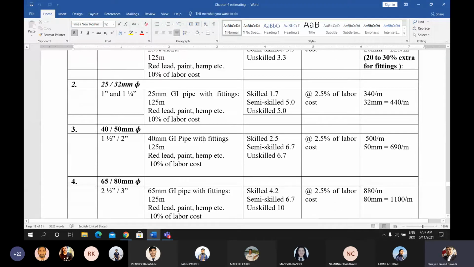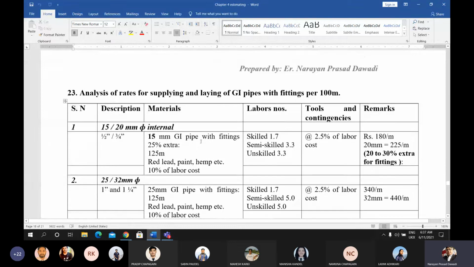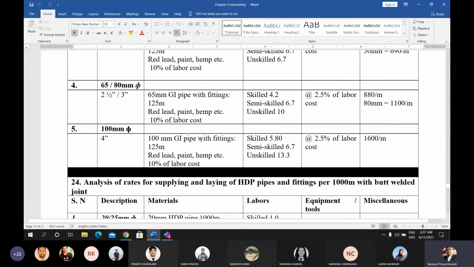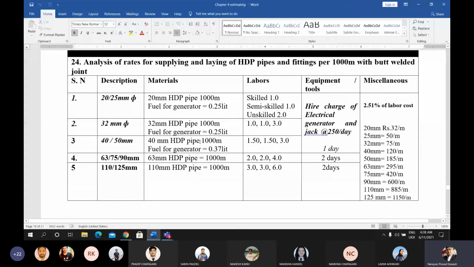Now do it by yourself in the tabular format to find the cost of each 100 meters of pipe supplying and laying, using the rate analysis format. Now, analysis of rates for supplying and laying of high density polythene pipes. These are plastic pipes that can be used for water supply, as well as for the internal drainage system, that is the rainwater drainage system or other drainage systems.